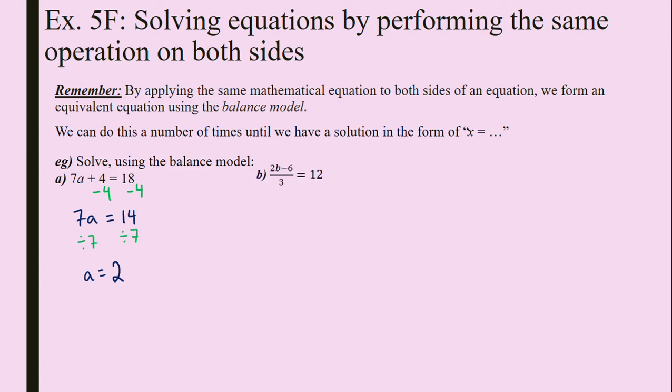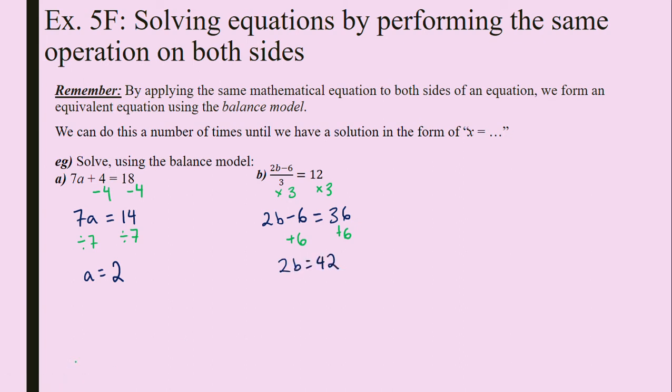Let's try another. This time we have 2b minus 6 all divided by 3 equals 12. So the last thing we did to the b there was divide by 3. So if we multiply both sides by 3, we will get an equivalent equation of 2b minus 6 equals 36. Again, the furthest thing from the b is 2b minus 6, so the last thing we did to the b was subtract 6. If we add 6 to both sides, we get an equivalent equation of 2b equals 42.